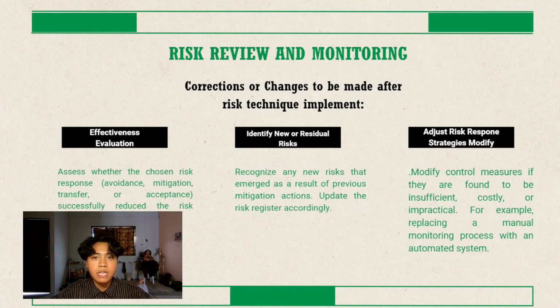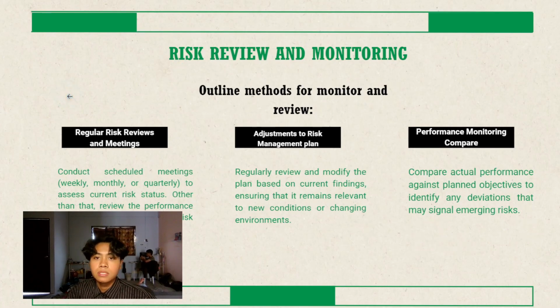So we move to the next part, which is risk review and monitoring. Outline methods for monitoring and review. First, regular risk reviews and meetings. Conduct scheduled meetings weekly, monthly, and quarterly to assess current risk status. Other than that, review the performance of risk controls and update the risk register with any changes.